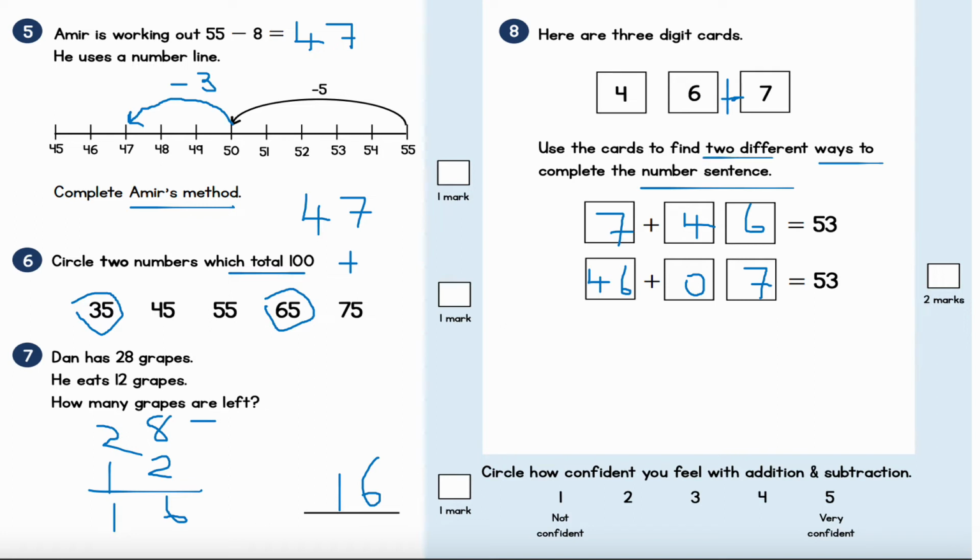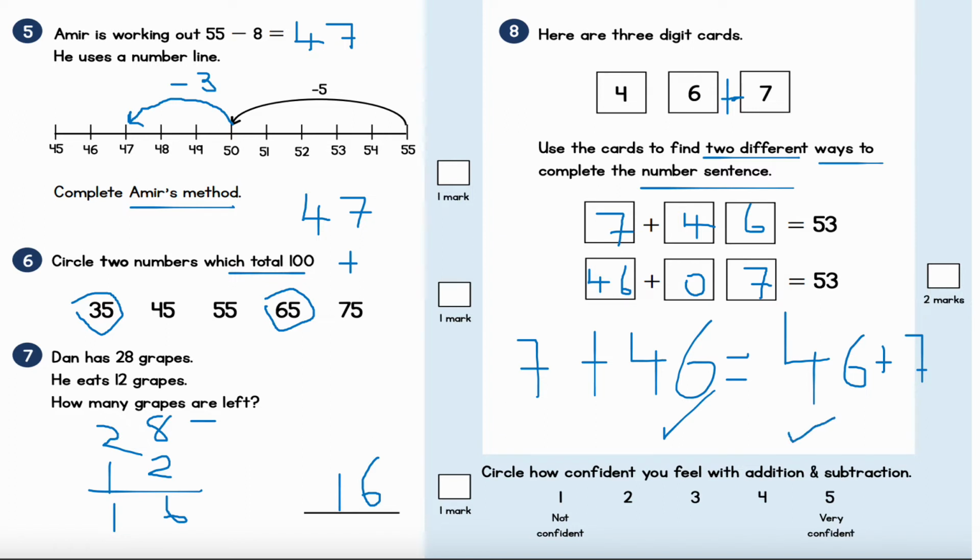Okay. So it's to do with understanding rewriting sums in the same way. What it's trying to say is 7 plus 46 is the same as 46 plus 7. Okay, this is what it's trying to get at. Okay, these two things mean the exact same thing, because they both give an answer of 53.